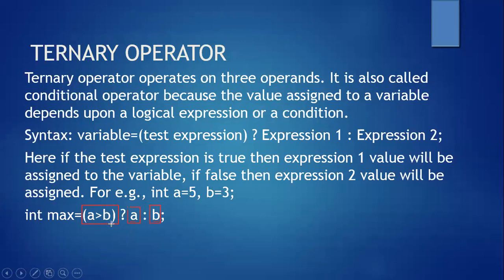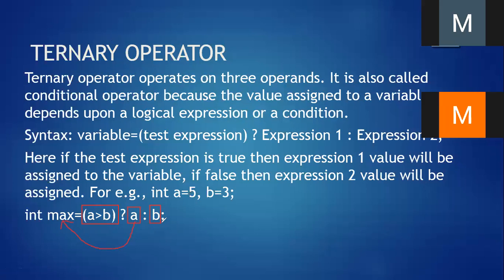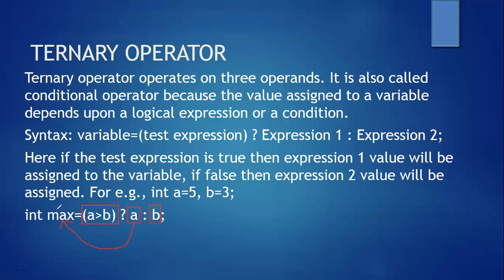Now what will happen? A greater than B, is it true or false? A is 5 and B is 3, so it comes out to be true, because we are checking in the test expression whether A is greater than B, and yes, A is greater than B. So this test expression comes out to be true. Since this is true, the value of A will get stored in the variable max. What's the value of A? The value of A is 5. So 5 will get stored in the variable max.